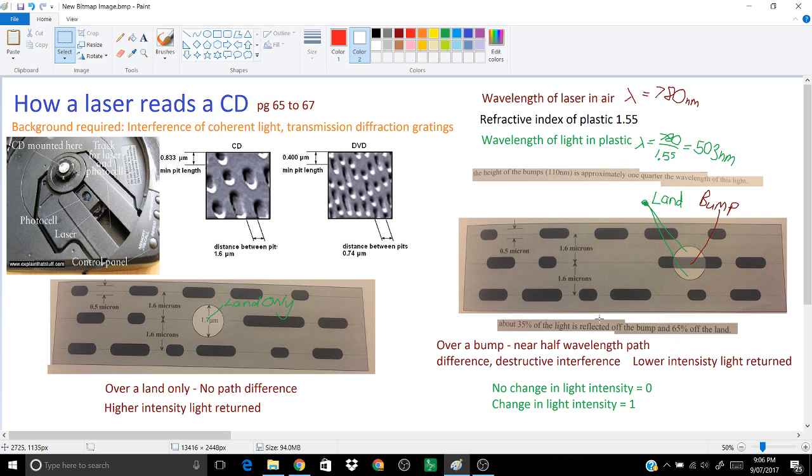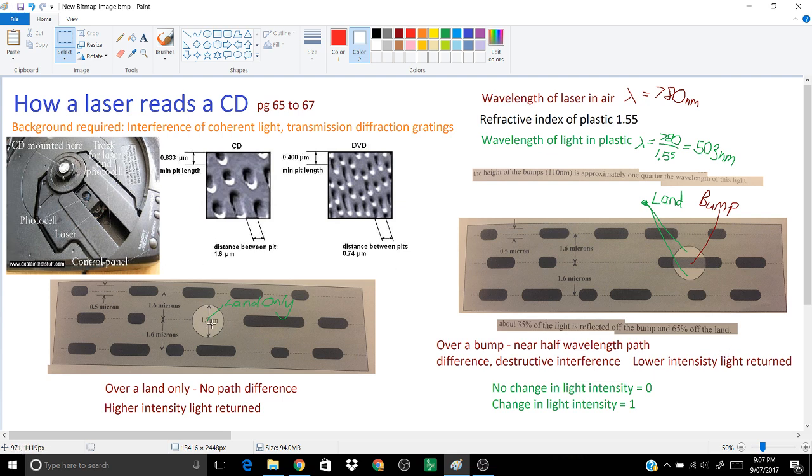Now what happens is the light that's reflected off the land is returning first towards the photocell. The light that's reflected off the bump has to travel down one quarter wavelength and then back up one quarter wavelength. So in total, the part of the light that has gone over the bump has a path difference to that which has gone to the land and back up again. The path difference between these two parts of the light is nearly one half wavelength. So that causes some measure of destructive interference, and in this case, we get a lower intensity light returned to the photocell.